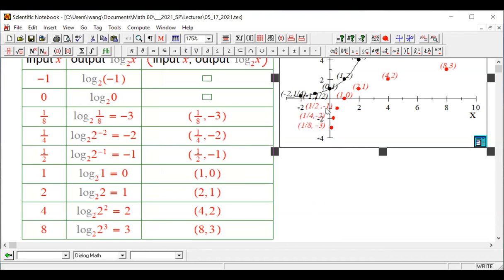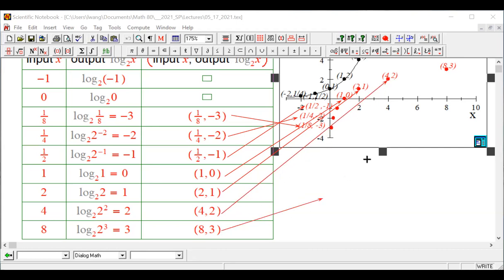So let's look at those points. Did you guys mark those points? That's one point, right? And there's another one. There's this one, 1, 0, right? 2, 1, 4, 2, 8, 3. All these points are marked.